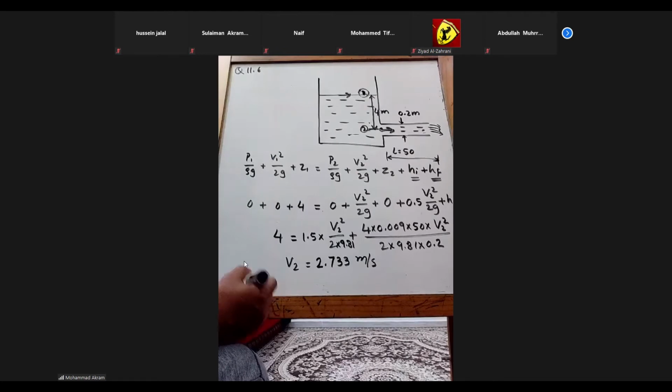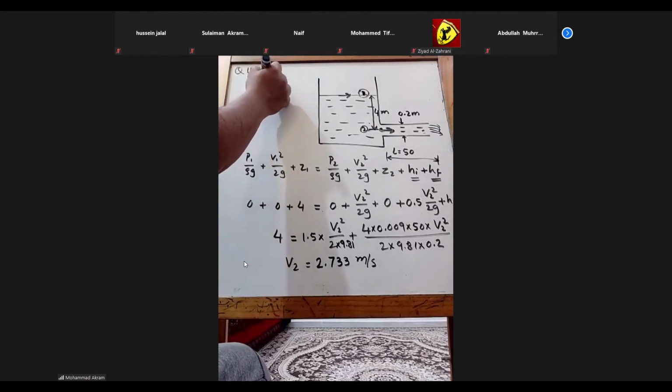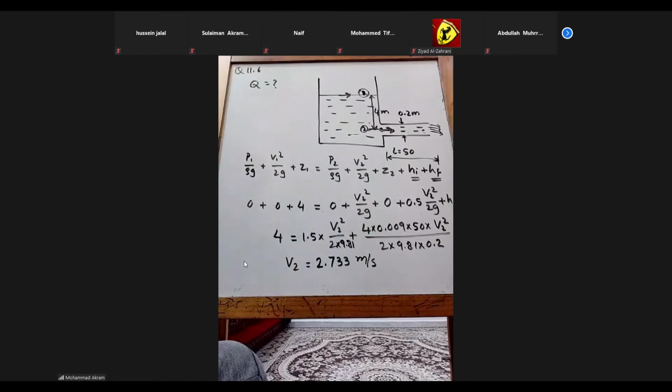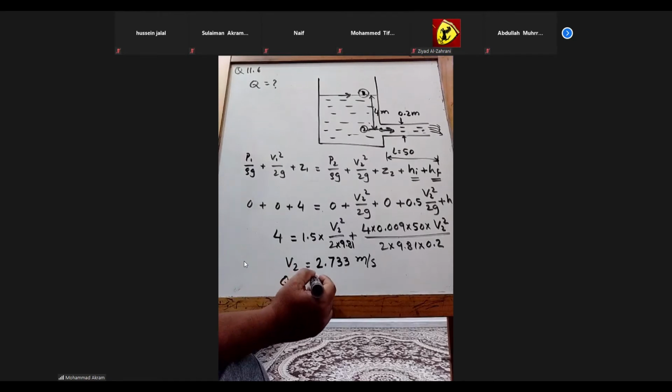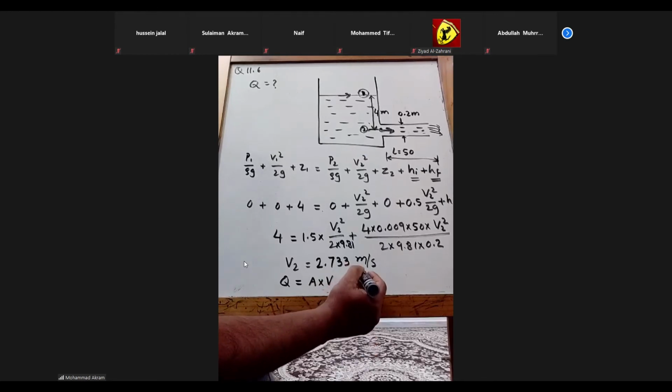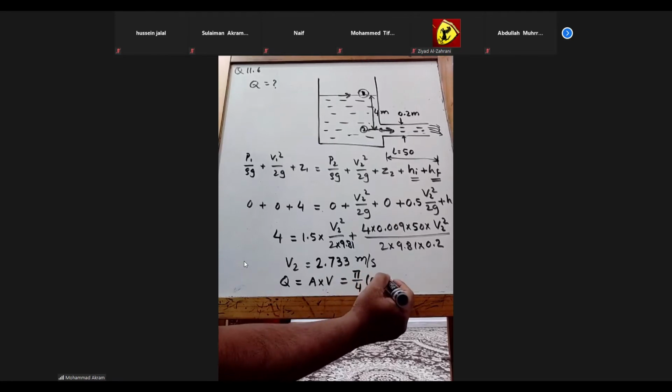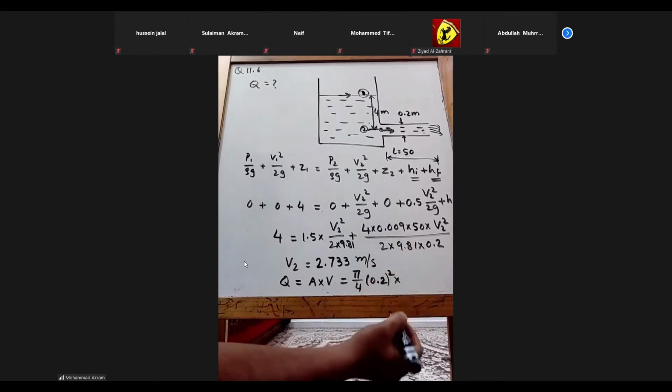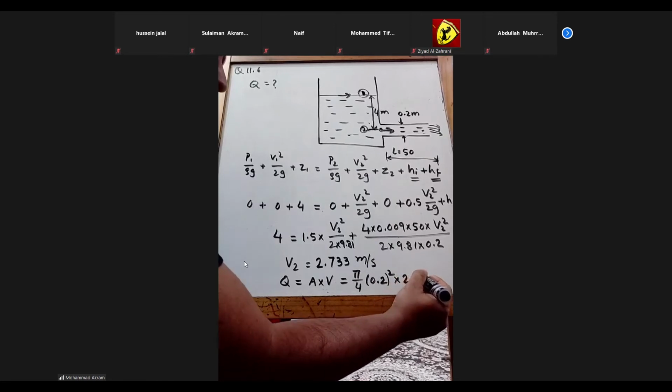Now we need to calculate, it is asked to calculate the discharge, right? How much is the discharge? So how to get discharge? Area into velocity. Pi by 4 into 0.2 square into 2.733.